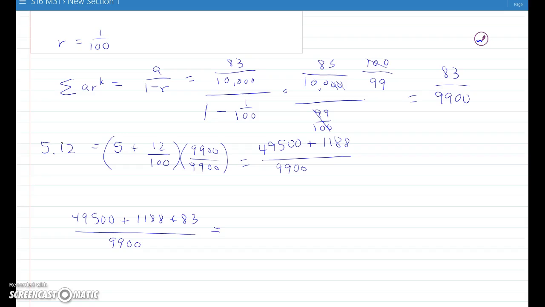So the number I get as my final answer, I don't have here. So let's see, 8 and 3 is 11, 9 and 8 is 17, 5, 6, 7. I'm getting 49,771 over 9,900, but check that. And if you divide this on a calculator, you should get the exact same decimal number that you started with.